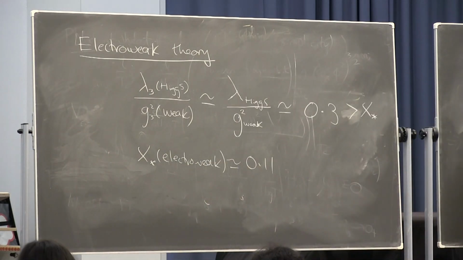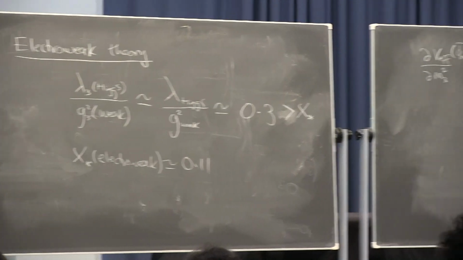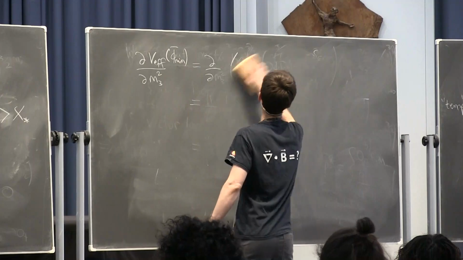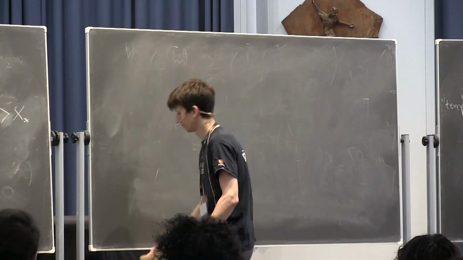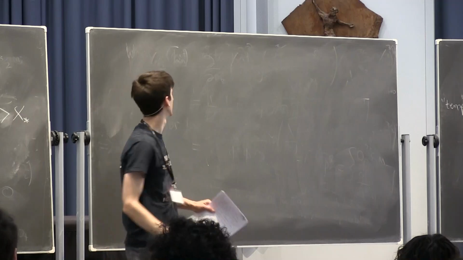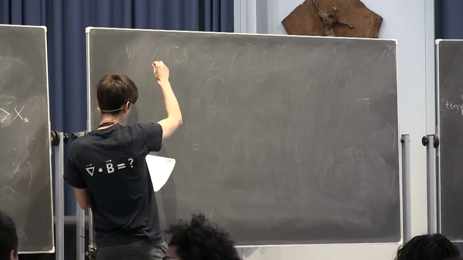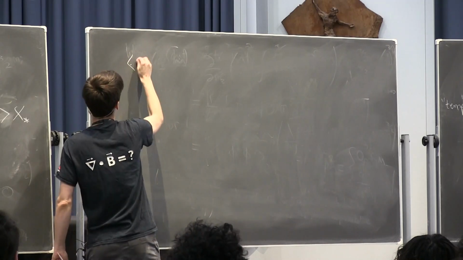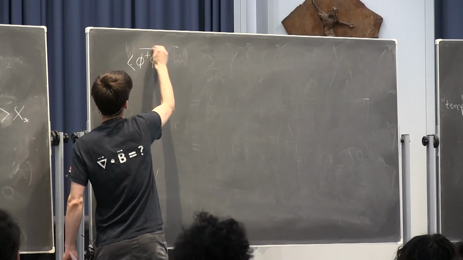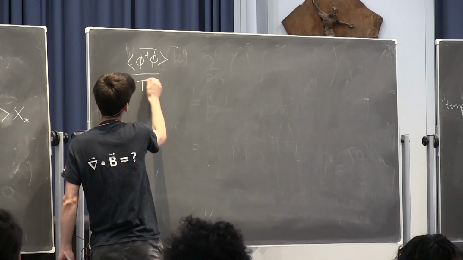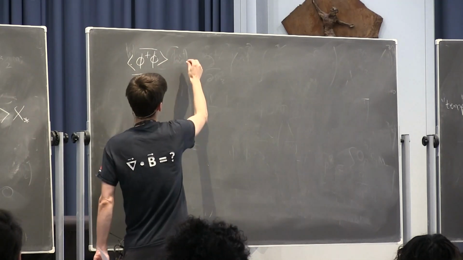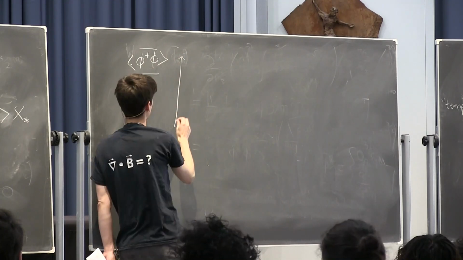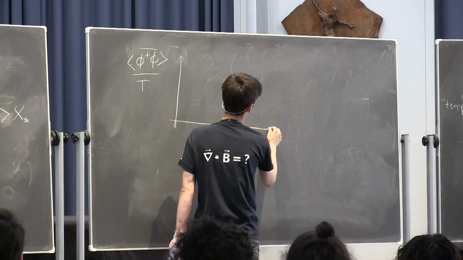Just draw a couple of plots of what it looks like in the actual electroweak theory. So this quantity which we looked at, phi dagger phi, volume averaged, you can divide by the temperature. You can also compute it on the lattice. This is a nice gauge invariant observable. It's very easy to compute on the lattice. And if you do so, you get the following plot.